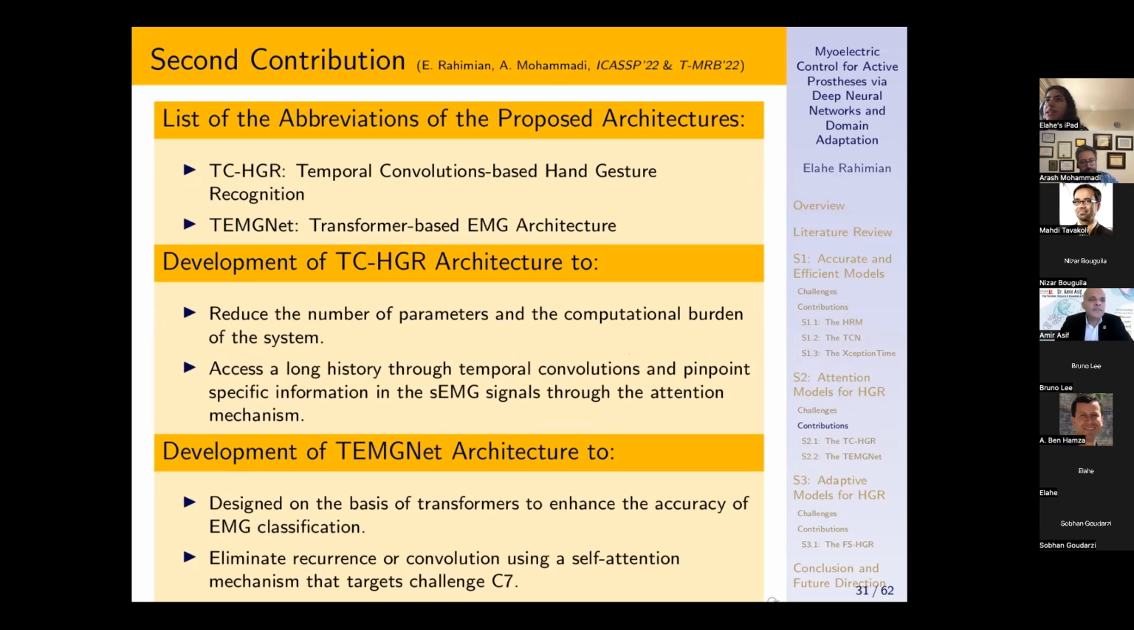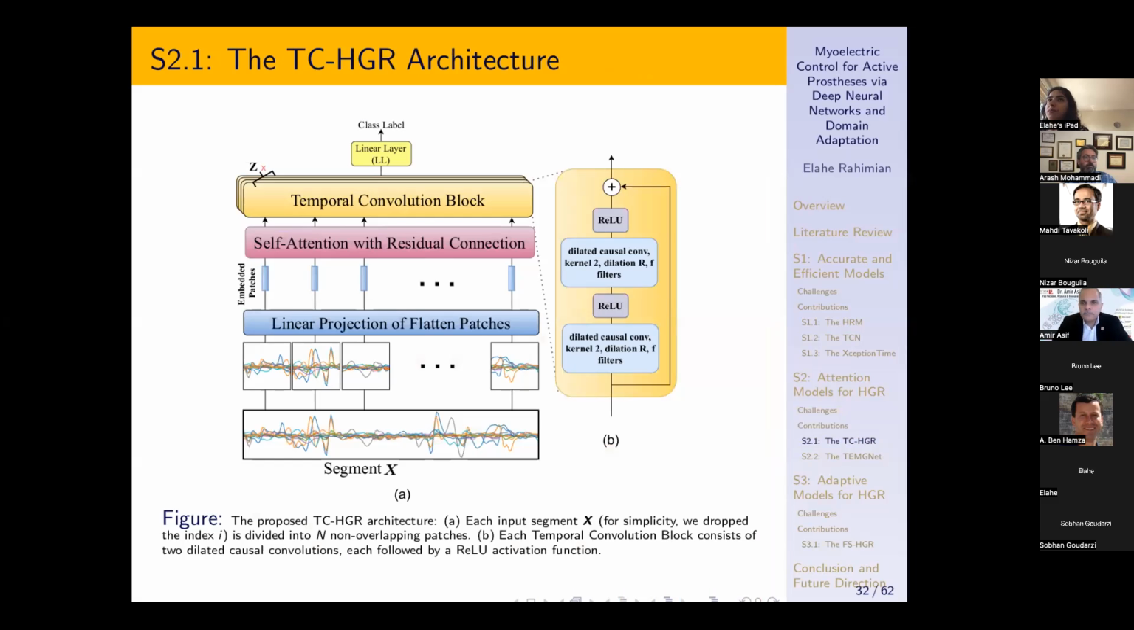And the motivation here is to use attention besides the temporal convolutions. And we can see that by doing this step, again, we have improved the accuracy and reduced the number of parameters. And after that, we propose TMGNet, which is only based on the attention based on the transformers. And we wanted to investigate the effect of using transformers for the SEMG signal. So I will start with the first architecture, which is the TCHGR architecture.